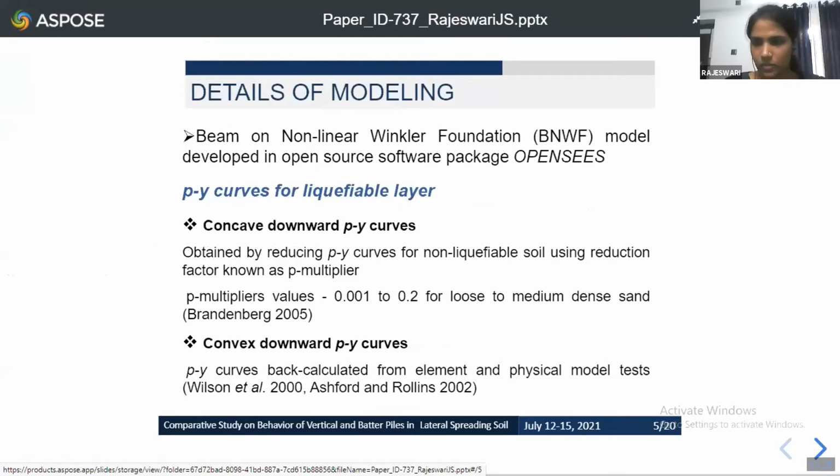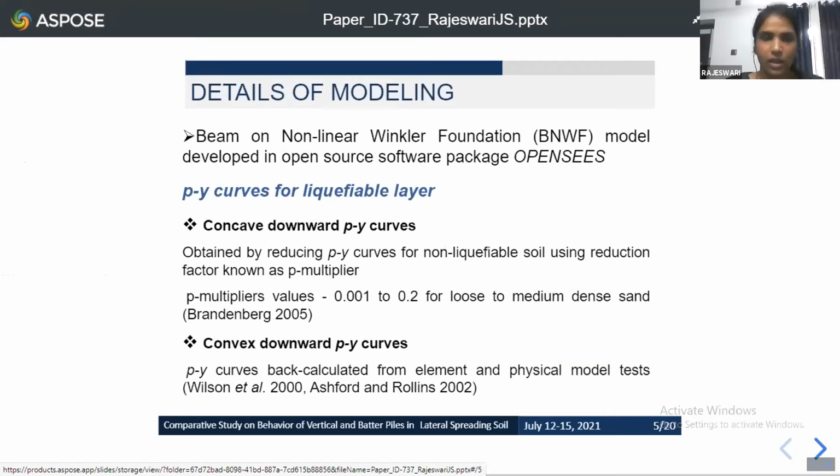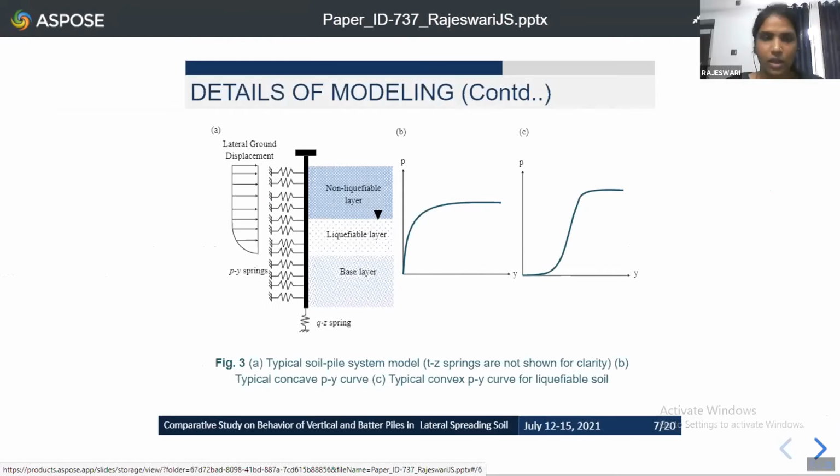So traditionally the PY curves for the liquefiable layer is obtained by reducing the PY curves for the non-liquefiable soil using appropriate reduction factors known as P multiplier. So in my study, I have considered the P multiplier value suggested by Brandenburg 2005. These PY curves have a strain softening behavior, and you can see the figure B shows a typical concave PY curve. On the other hand, the PY curves, which are back calculated from the element and the field test, indicated a strain hardening behavior. These PY curves are convex downward in shape, and figure C presents a typical convex PY curve for the liquefiable soil.